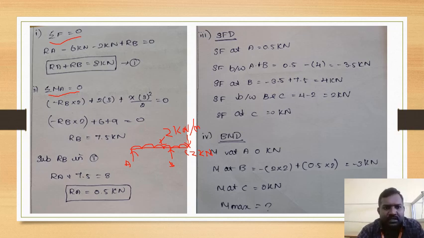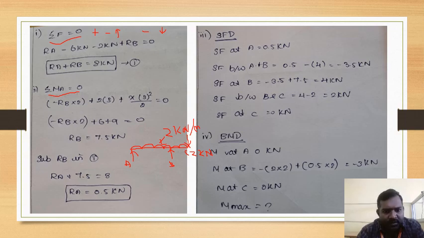So from this consideration we are going to evaluate these two unknowns, RA and RB. Here we are taking the positive sign as upward direction and negative sign as downward direction. So upward acting forces we are considering as a positive sign, and downward acting forces we are considering as the negative sign.